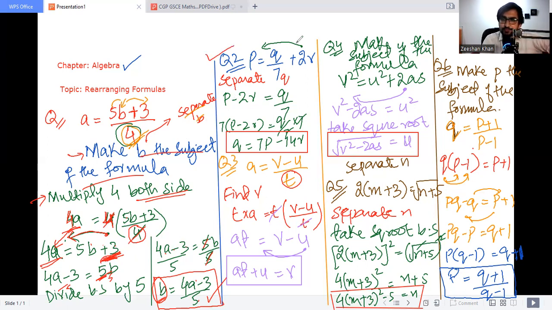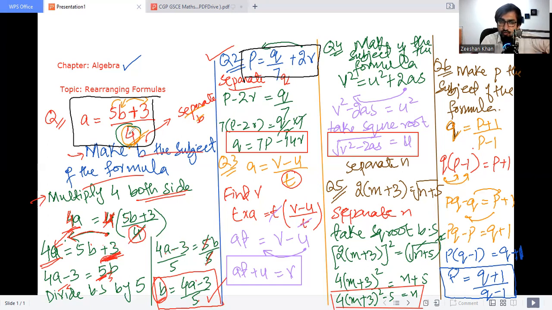Now question number 2. In this question, we need to make Q the subject of the formula. What does that actually mean? It means separate Q. This is the question. Now see the difference between these two questions, this one and this one. There is a small difference.